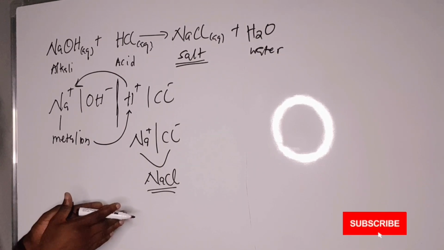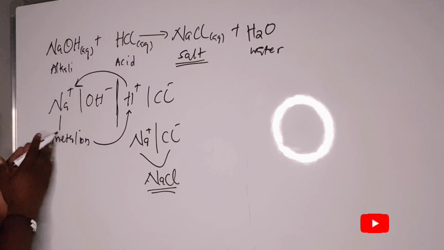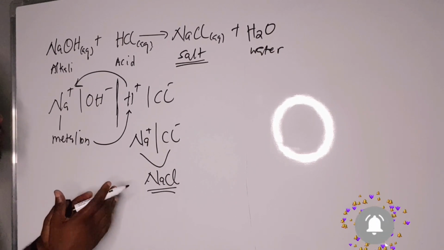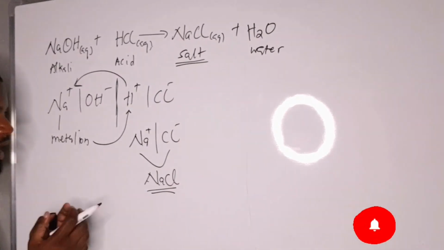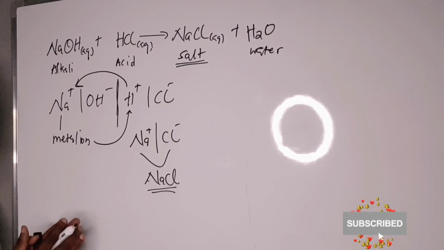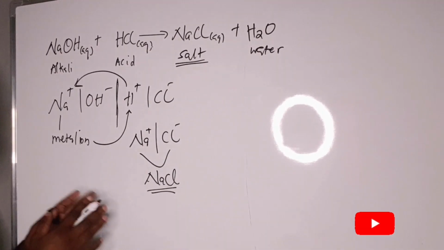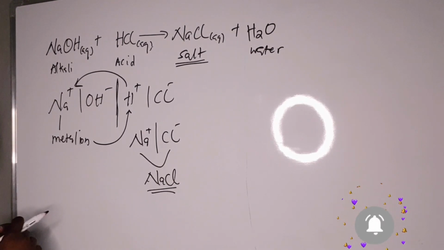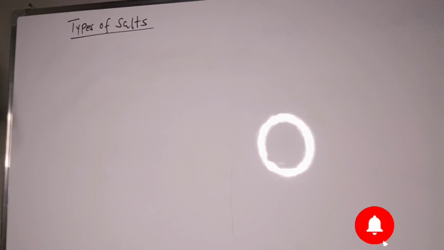Basically, a salt is formed when the cations of a base combine with the anions of an acid. Where the metallic ions replace the hydrogen ions of an acid, the end product that we are going to have is a salt. So now, let's move on to look at some of the classes of salts, the types of salts.